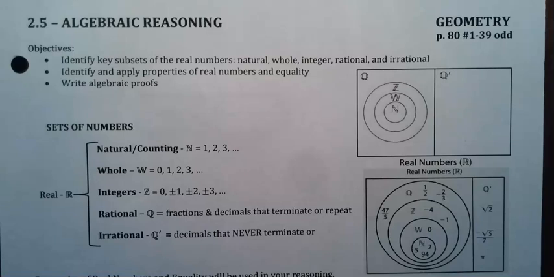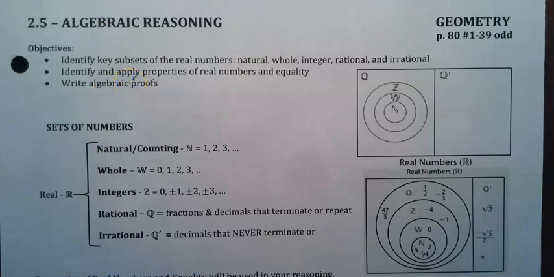Our objectives today are to identify key subsets of the real numbers, so the natural, the whole, the integer, the rational, and the irrational numbers, which we talked about a lot in Algebra 1. Identify and apply properties of real numbers and equality. And we're going to write some algebraic proofs today.